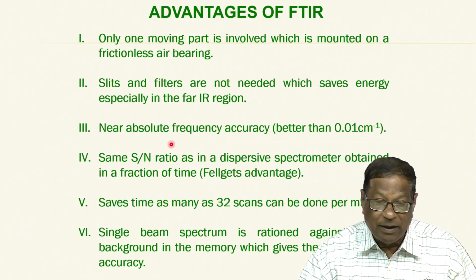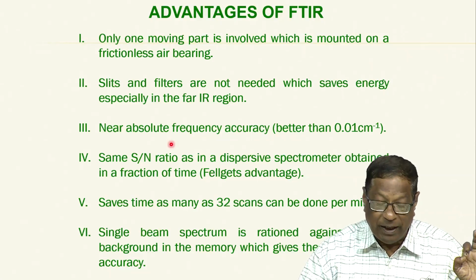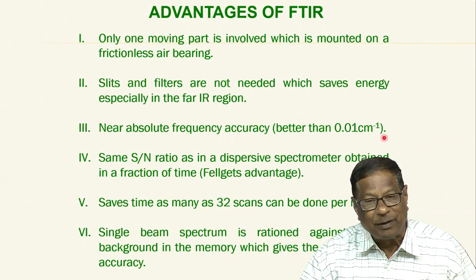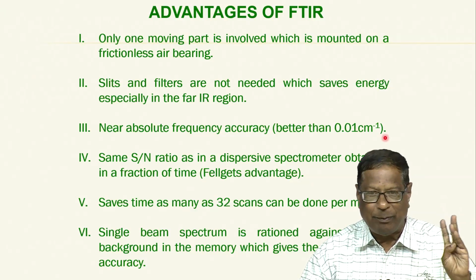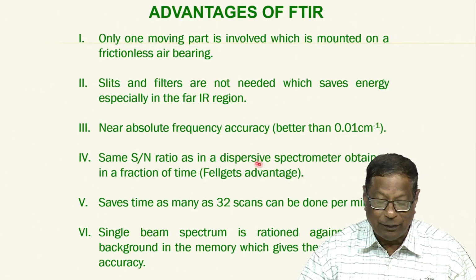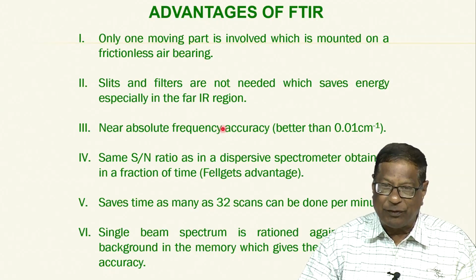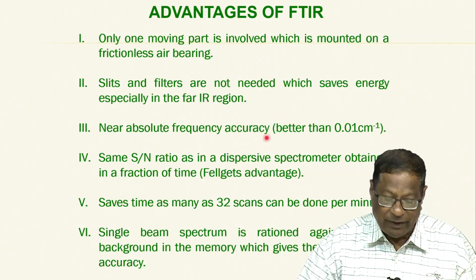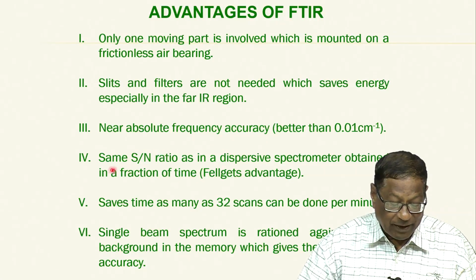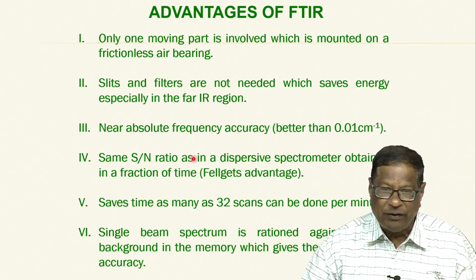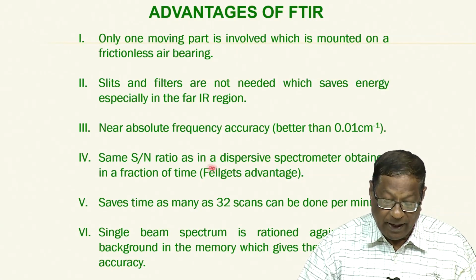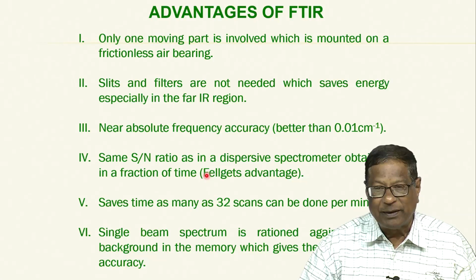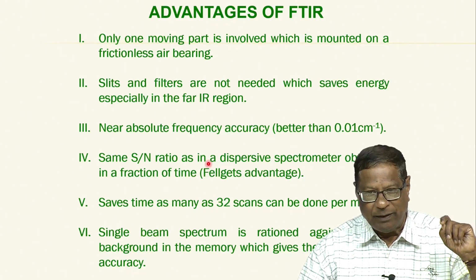Third advantage is near absolute accurate frequency, better than 0.01 centimeters inverse, because they are all frictionless air bearing, controlled by laser, and also it is controlled by a microprocessor. Okay. So, what happens is, if this kind of accuracy is available, the next advantage is the signal to noise ratio, as in a dispersive spectrometer, obtained in a fraction of the time, the same ratio of the signal to noise.